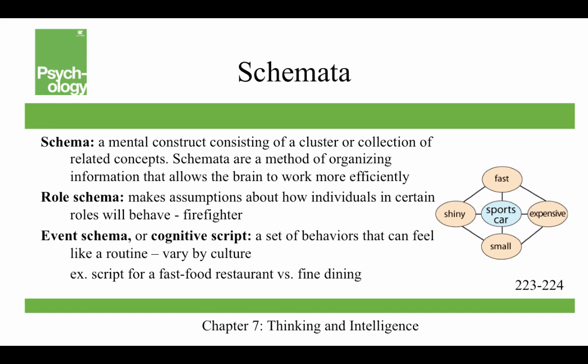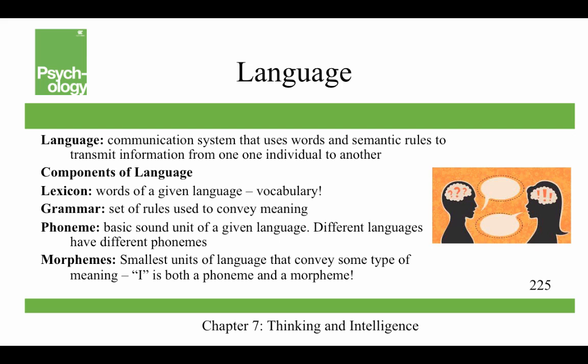An event schema or cognitive script is a set of behaviors that can feel like a routine, and they tend to vary by culture. So we have a script for a fast food restaurant, but we also have one for fine dining. So if you sat down in a McDonald's and waited for a waiter or a waitress to take your order, you'd be sitting there for a long time. Whereas if you went to a fine restaurant and you walked to a counter and gave them your order, they would wonder what in the world's going on.